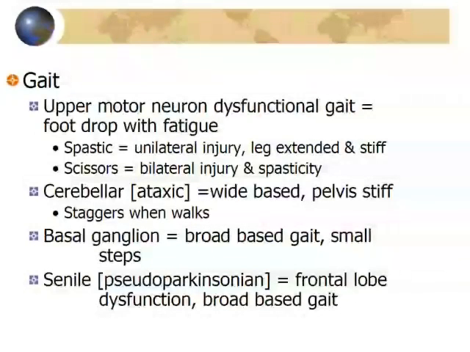A scissors gait is where you have bilateral injury with spasticity, and so you walk in kind of a scissors fashion. Cerebellar or ataxic is where your center of gravity is wide-based. You got your legs far apart. You keep your pelvis stiff, and then you tend to stagger when you walk. Basal ganglion, again, is another broad-based gait, but you take very small steps. And senile or pseudo-Parkinsonian, it's when you have a frontal lobe dysfunction, and you also have a broad-based gait.